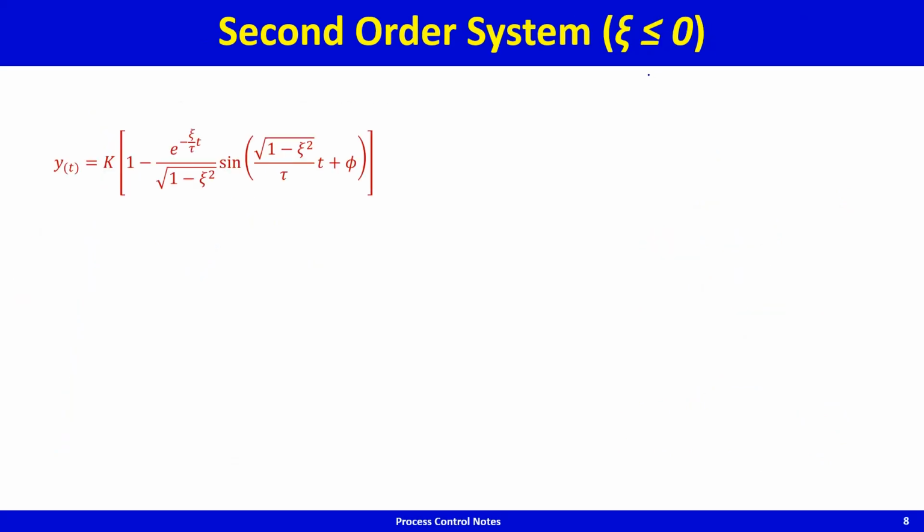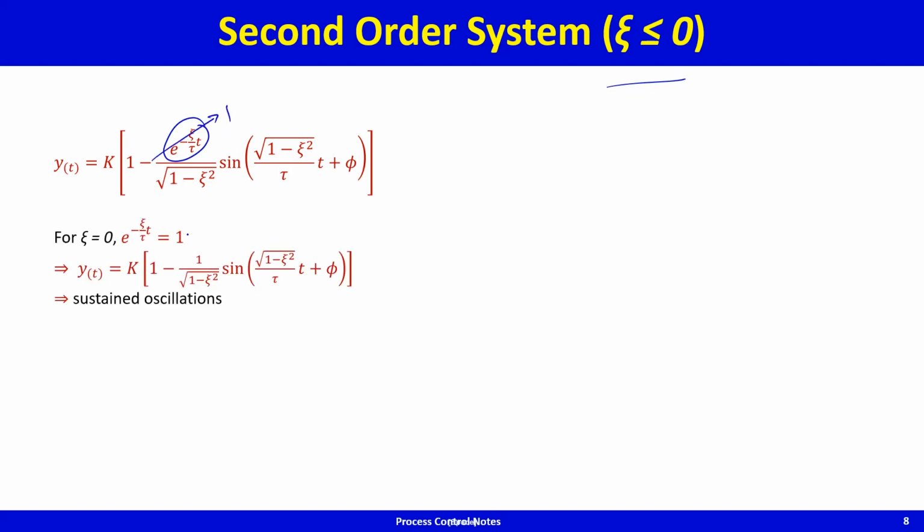Now, just to emphasize, if chi is less than or equal to 0, then you can see if this is 0, this goes to 1. If this goes to 1, then you get a pure sinusoid, you get sustained oscillations.